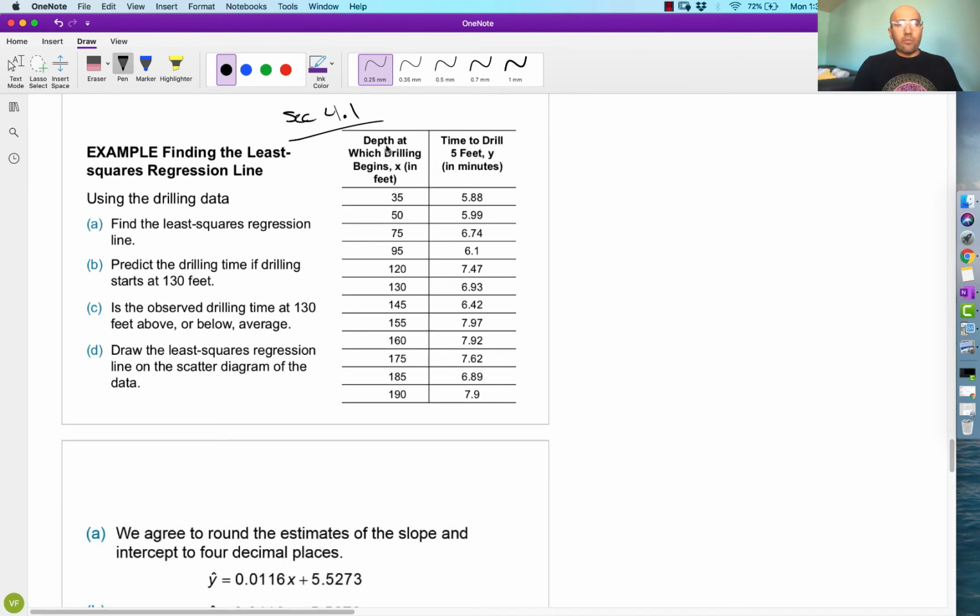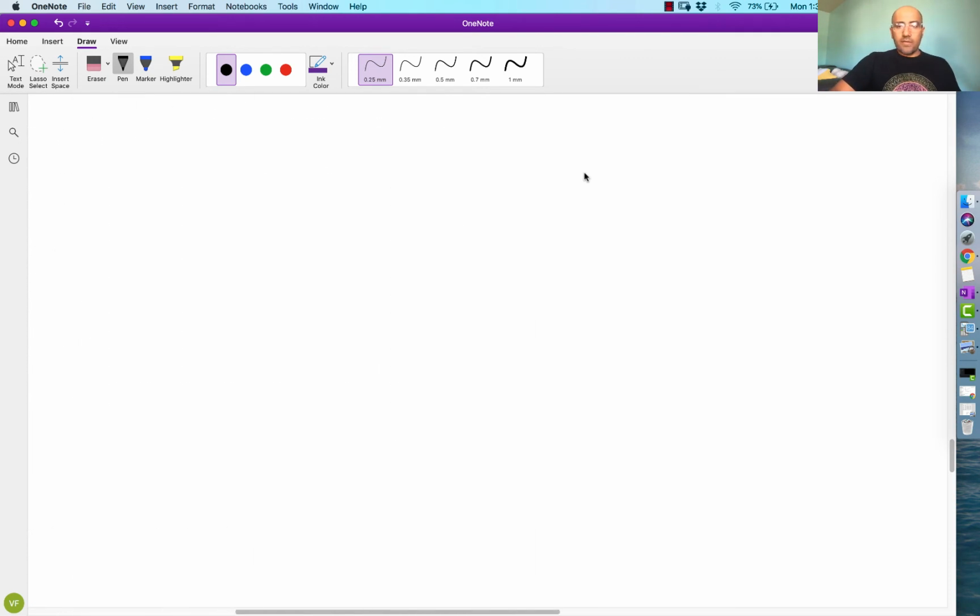Remember that this involved a question of how long it takes to drill an additional 5 feet, where the explanatory variable is how deep you are when you start drilling. So if you're already at a depth of 35 feet, how long in minutes does it take to drill an additional 5 feet? So 5.88 minutes at that point. And then if you're at 145 feet deep, it takes an additional 6.42 minutes to continue to drill an additional 5 feet, and so on and so forth. So using the work from 4.1, I'm just going to copy that down and put it in here.